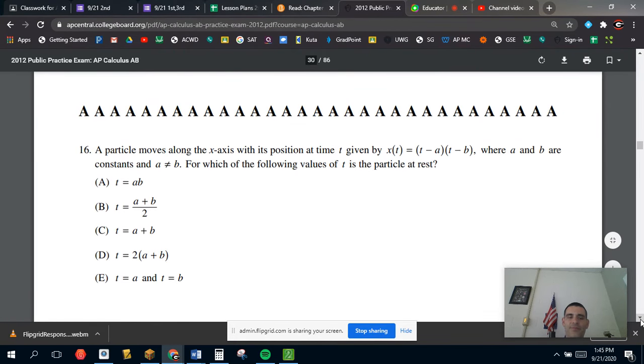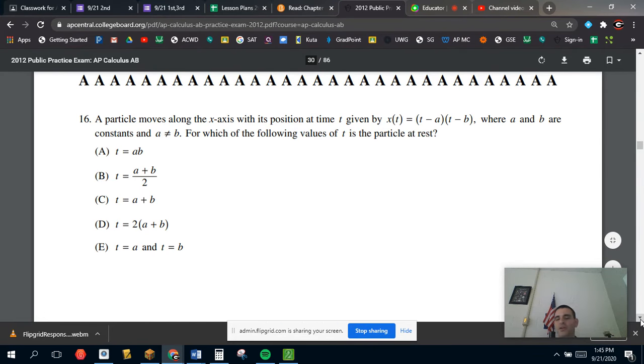All right, 16. A little particle motion here. It says the particle moves along the x-axis with its position given, where a and b are constants and a is not b. For which of the following values of t is the particle at rest? The particle will be at rest with a zero velocity. That means it's not necessarily a change in direction, but it has no velocity. It's moving neither right nor left at the given time.